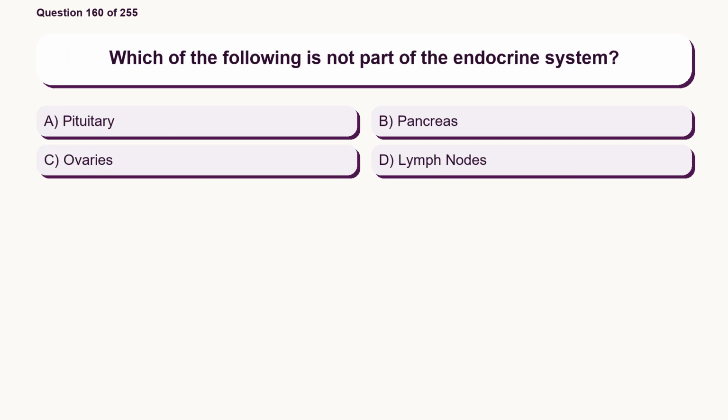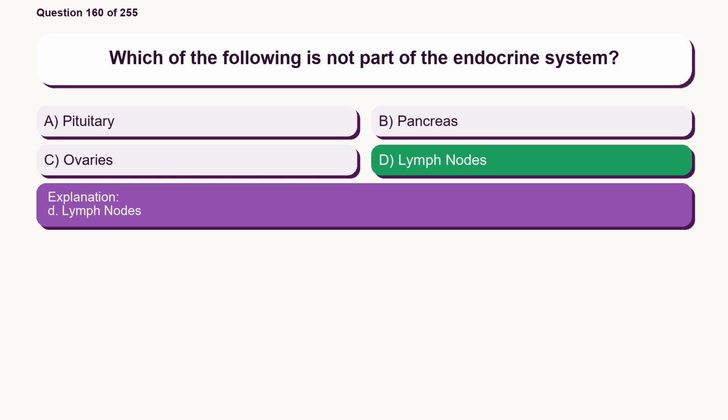Question 160. Which of the following is not part of the endocrine system? Option A. Pituitary. Option B. Pancreas. Option C. Ovaries. Option D. Lymph nodes. The correct answer is option D. Lymph nodes. D. Lymph nodes.